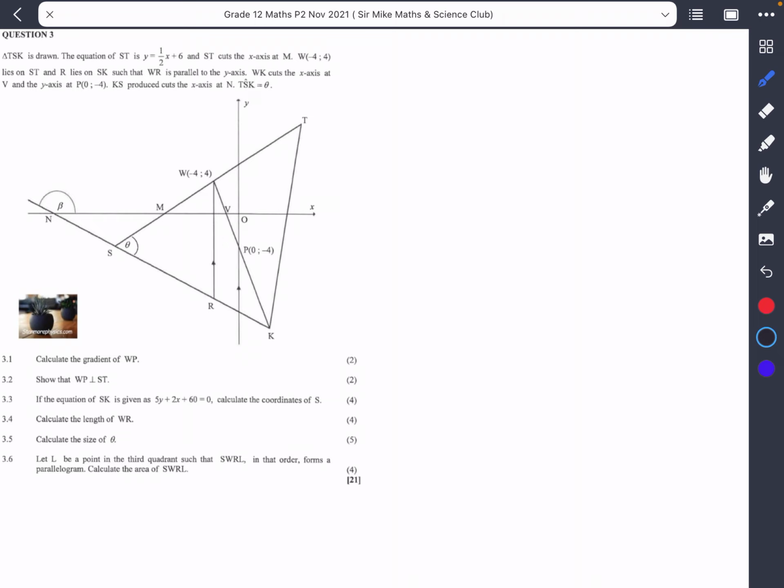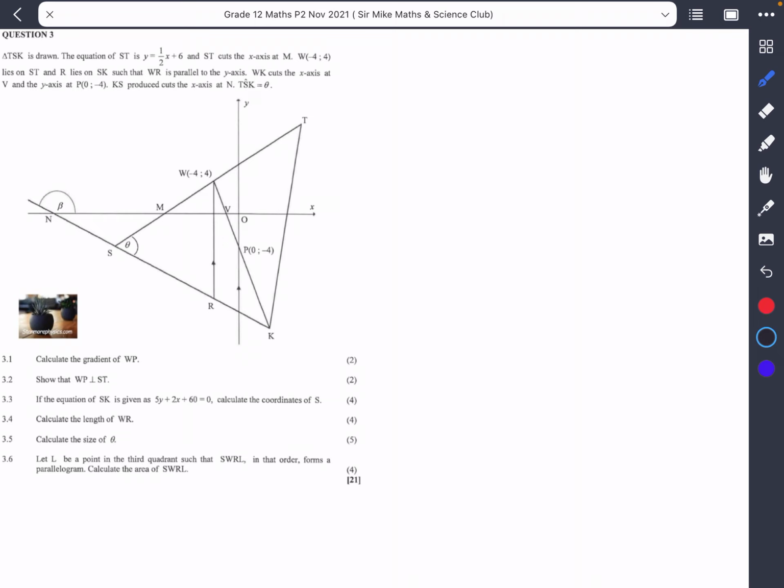In this case, they say that triangle TSK is drawn. The equation of ST is y equals a half x plus 6, and ST cuts the x-axis at M. They say that W (-4; 4) lies on ST, and R lies on SK such that WR is parallel to the y-axis. WK cuts the x-axis at V and the y-axis at P, which is (0; -4), and they say that SK produced cuts the x-axis at N, and they also say that the angle of SK is theta.